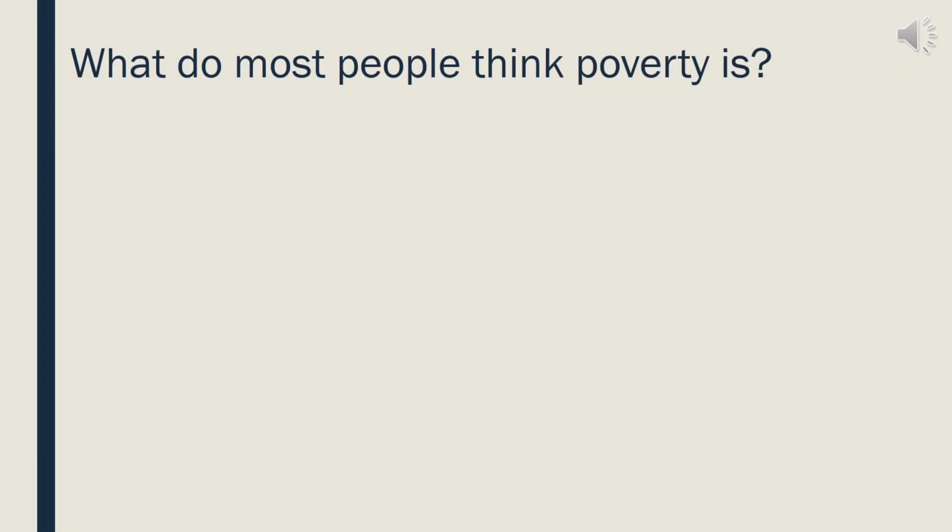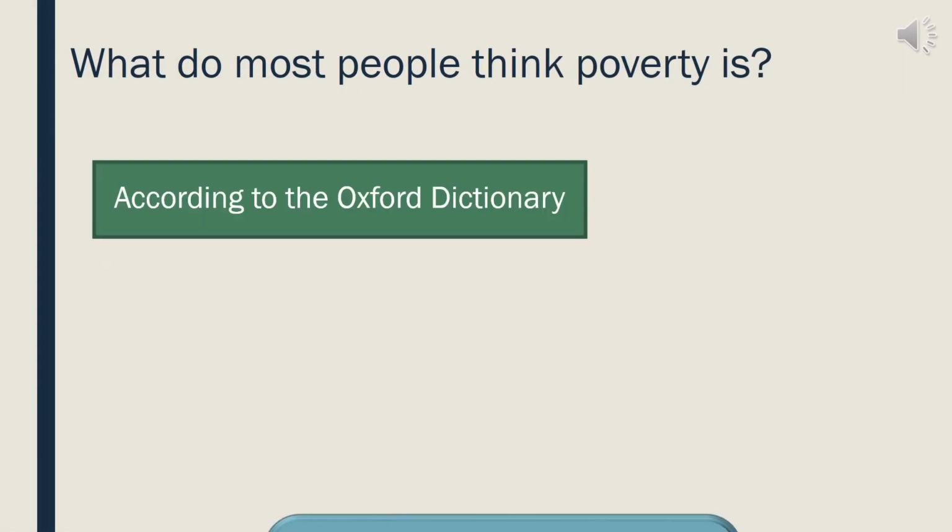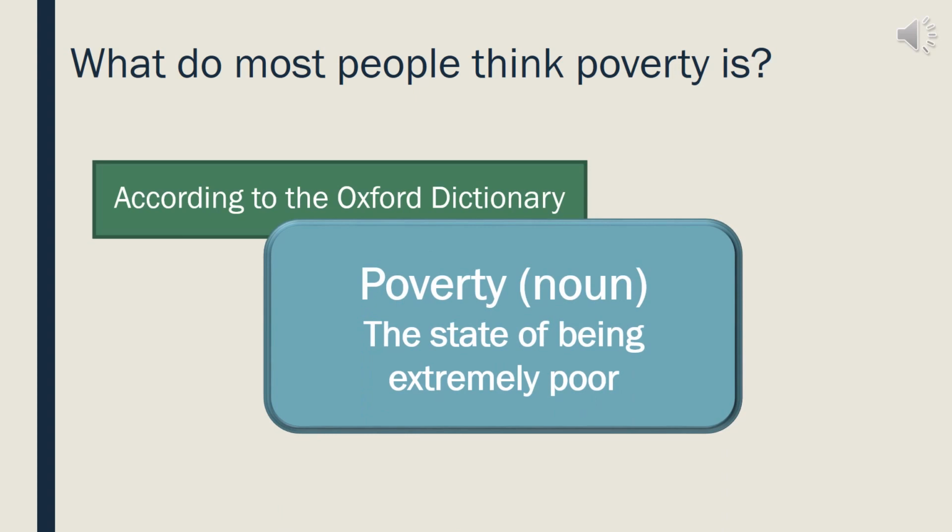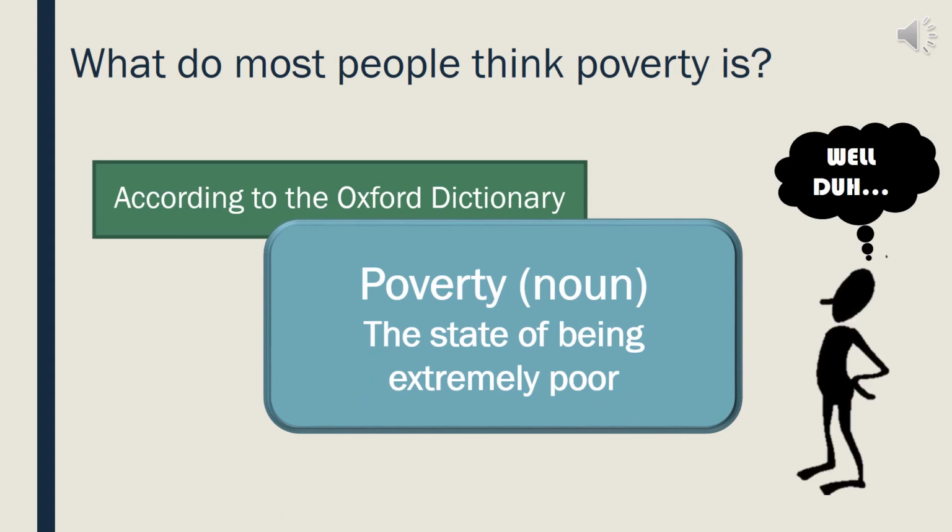What is poverty? Well, the Oxford Dictionary defines the noun as a state of being extremely poor. Well, duh. Anyone could come up with that. Poverty is much more complicated than this. However, we promise that we'll help break it down so that you'll have a much more comprehensive and empathetic understanding of defining and measuring poverty.